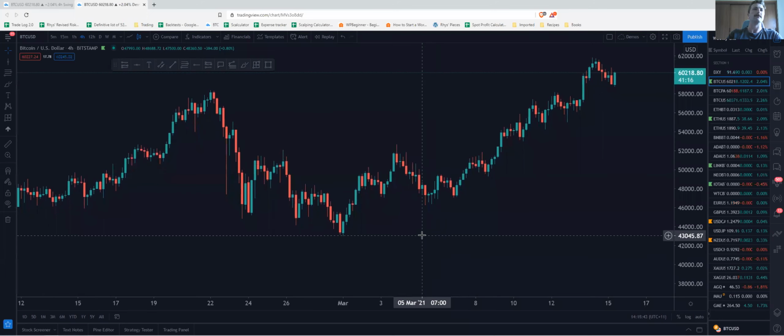Someone shot me a message last week asking for a video on divergence. So divergence is something you get on momentum oscillators like the RSI, the CCI, the stock RSI, MACD. You can even get divergence there. So what I'll do is first off, I'll explain what momentum actually is in the markets, and then I'll show you how to use divergence.